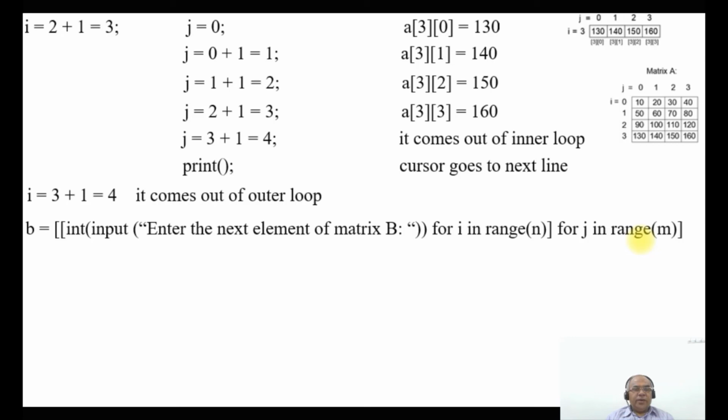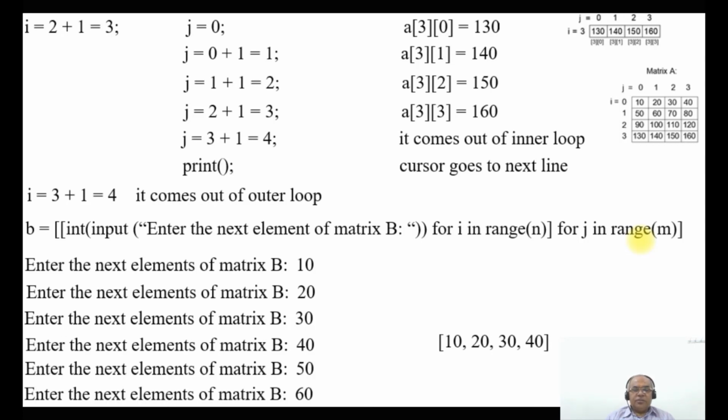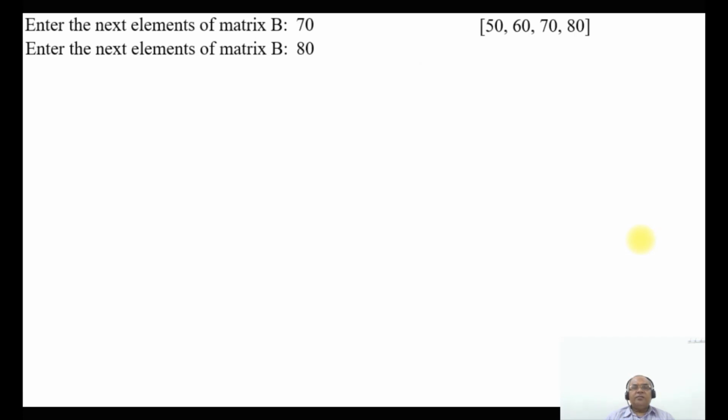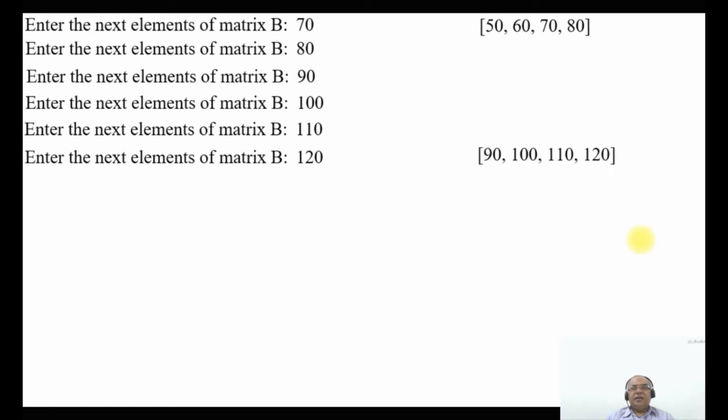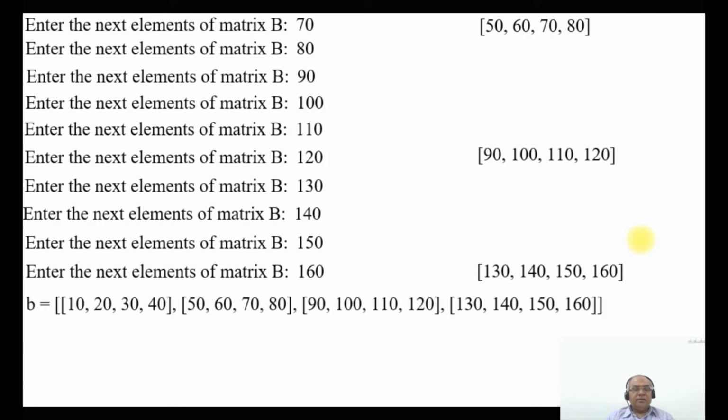Similarly, we have the input of the elements of matrix B. I am entering it in the same way, in a similar fashion to what we have already explained. Then it comes to the second loop. So you can see here 50, 60, 70, 80. And the next row is 90, 100, 110, 120. And then 130, 140, 150, 160. So consolidated, the entire matrix B will also have the same thing.